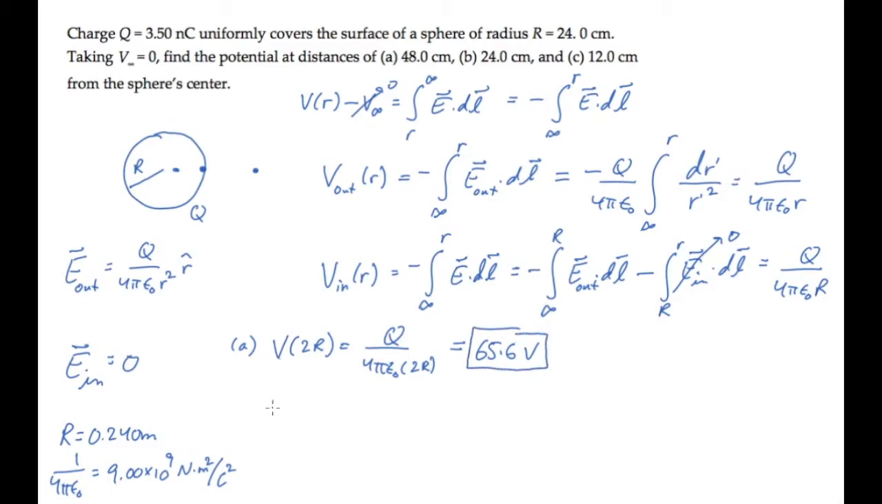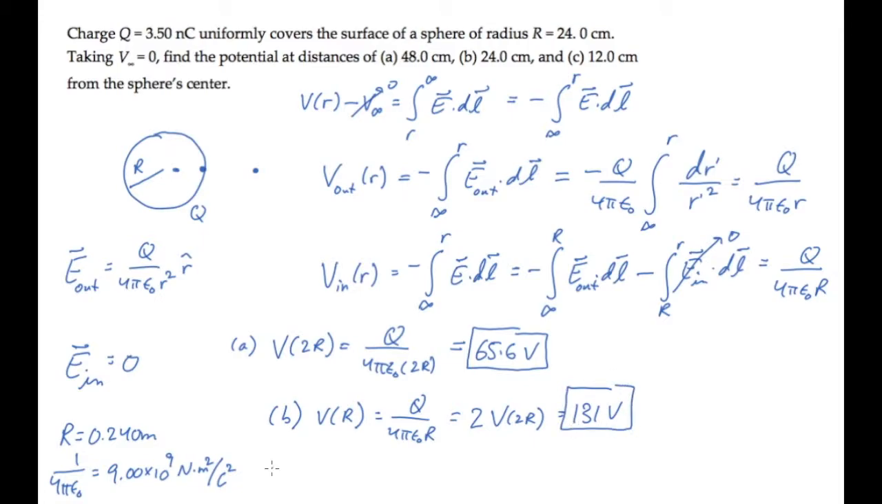In part B, we're asked to find the potential at the sphere's radius. So we can substitute that value of r into the expression, or realize that because the potential goes as 1 over r at half the radius, the potential is going to be twice its previous value. Either way, we find the potential is 131 volts.